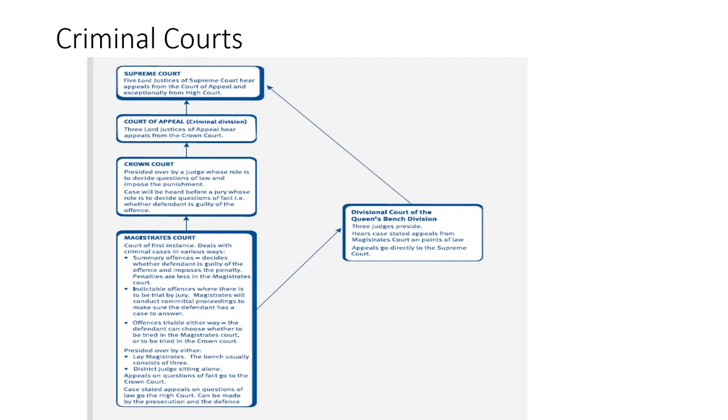Then there are offenses triable either way. Here the defendant is given an option whether he wants to take the case to the Magistrate Court, where the magistrate will hear the case, or he wants the jury to hear his case, in which case it will be brought to the Crown Court. So the defendant can choose whether to be tried in the Magistrate Court or the Crown Court. If the defendant wants a summary offense, in which a magistrate hears the case and imposes the penalty, that will be heard in the Magistrate Court. Or if the defendant wants the case to be heard by a jury, which becomes an indictable offense, indictable offenses are heard in the Crown Court.